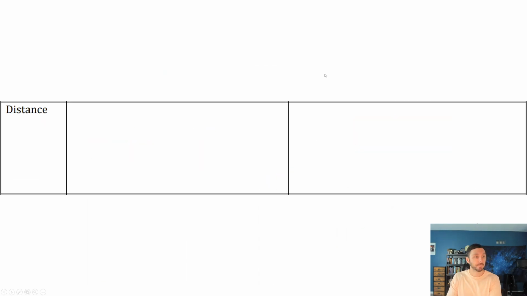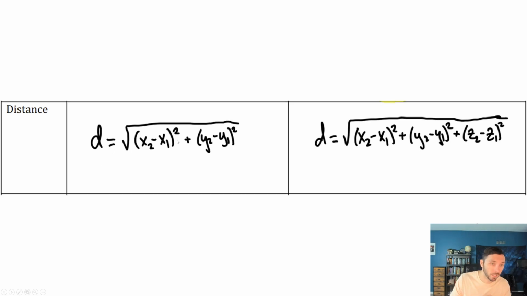Okay. Distance formula. The distance formula in R2 is just the square root of your change in x squared plus your change in y squared. This was just like a fancy Pythagorean theorem. So it's like c squared is equal to a squared plus b squared.